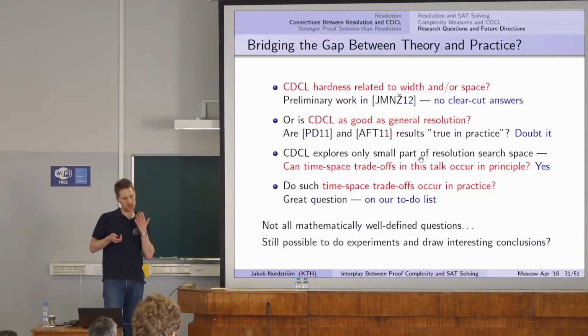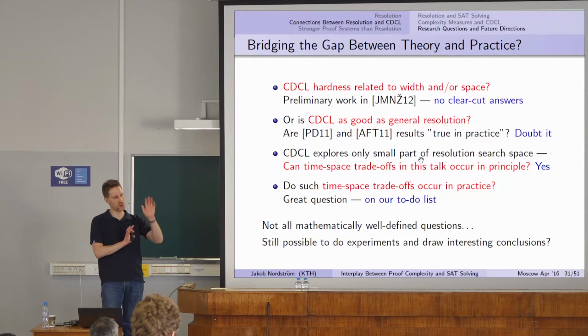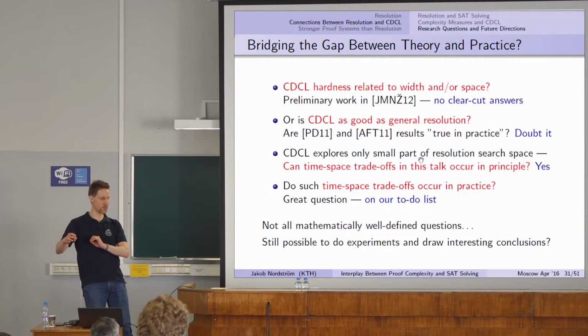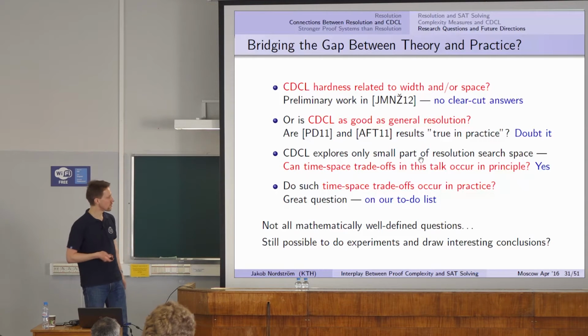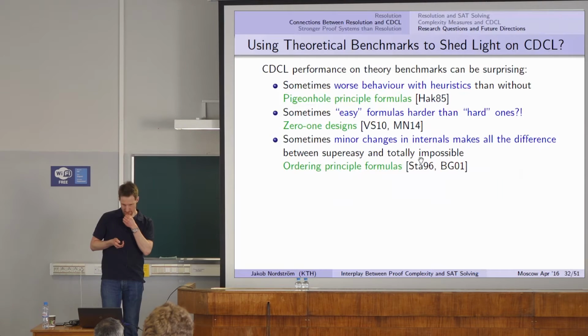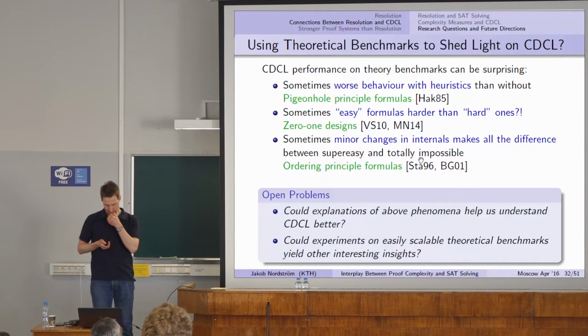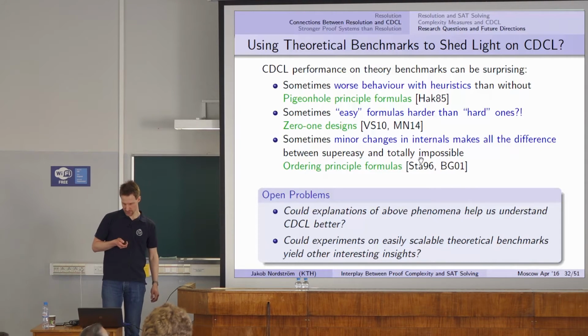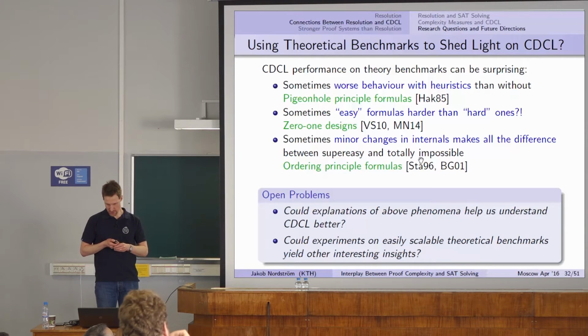Because you're not solving this formula, and it has a very short proof. Is there some fix that you could do to your heuristics so that you remain as good as before on other benchmarks, but you can also deal with this one? And there are lots of nice questions to work on. Yeah, I think I covered most of this.